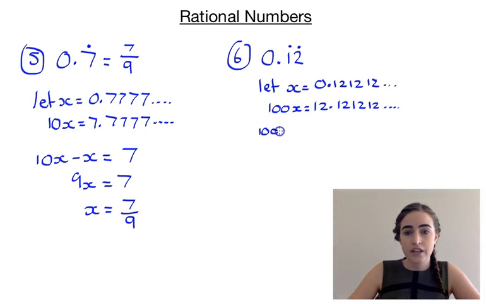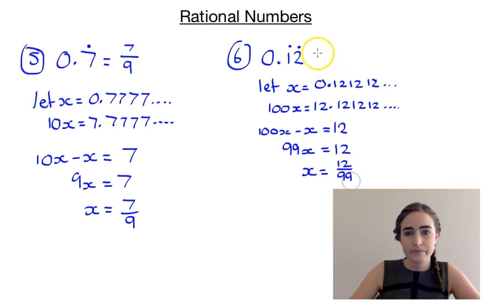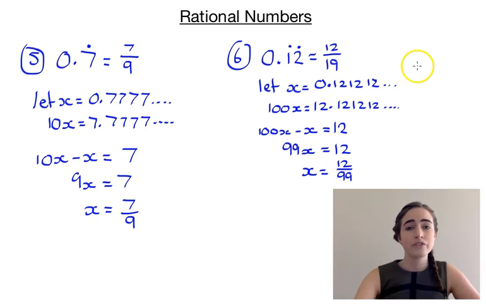So we'll go 100x minus x would give us, again, all those digits, all the 1s and 2s after the decimal place are all going to cancel each other out. So we'll just be left with that 12, which means that 99x would be equal to 12, and x is equal to 12 over 99. Okay, so that's a few examples of converting between fractions, decimals, and percentages.